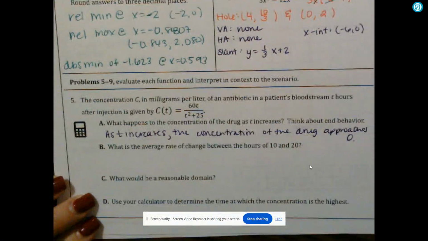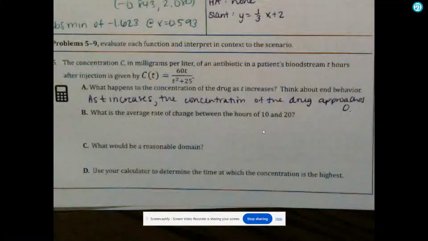the concentration of the drug approaches zero. And I mean, that's just kind of common sense in this situation. When you take medication, anything of that nature, the longer the time passes, the less of that is in your system.